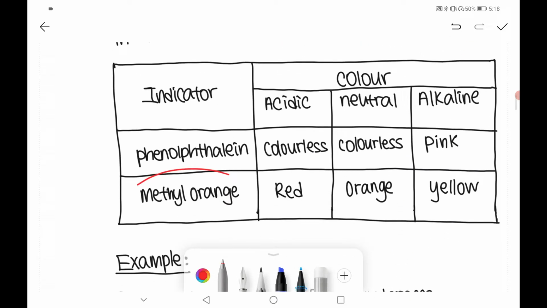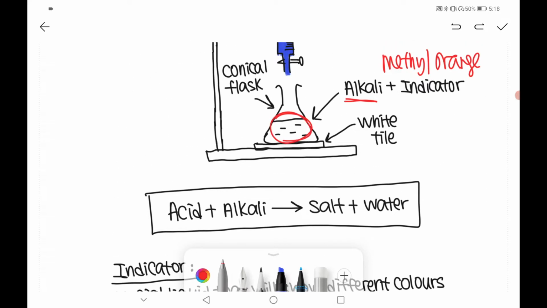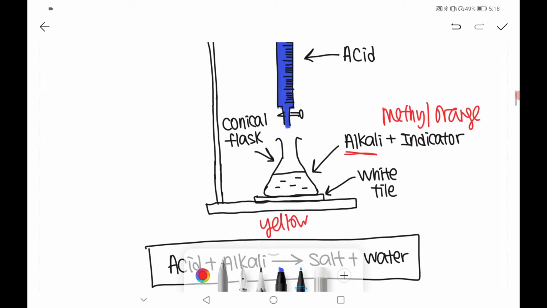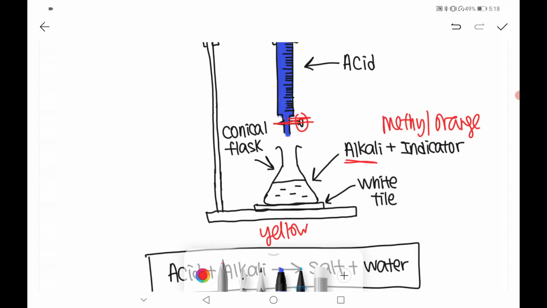Let's check. Methyl orange in alkaline form is yellow. So the original color here is yellow. Now when we open the tap, the acid will go in slowly, drop by drop.